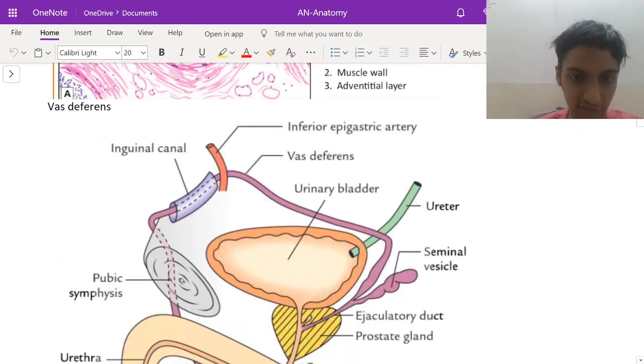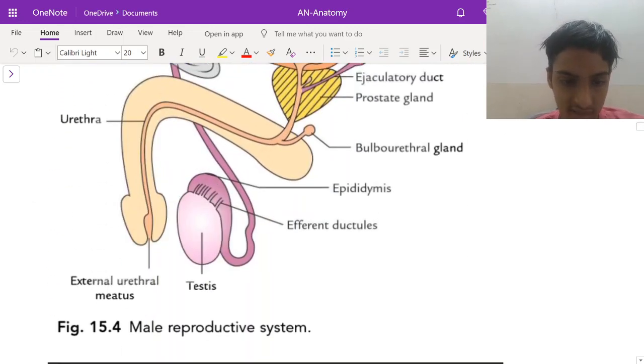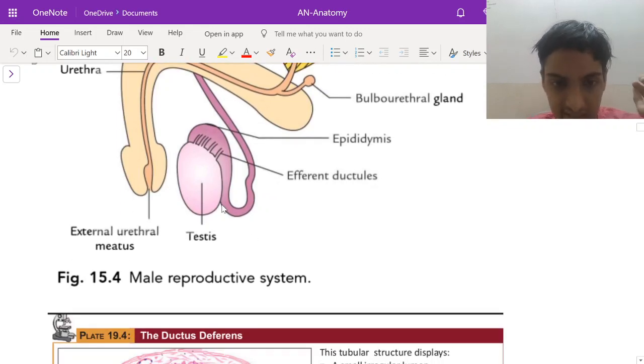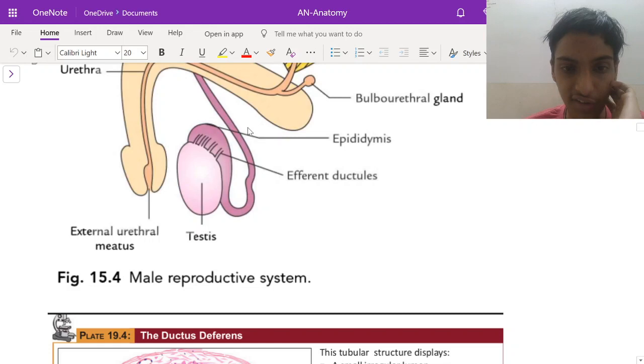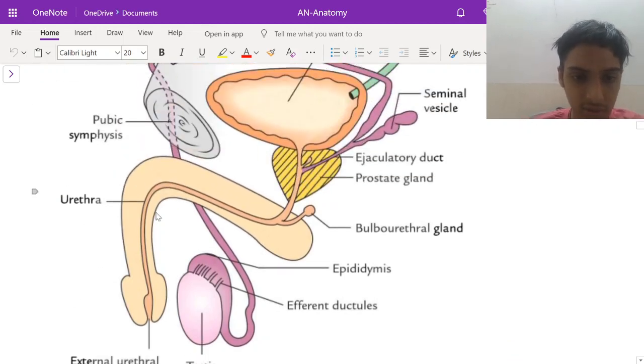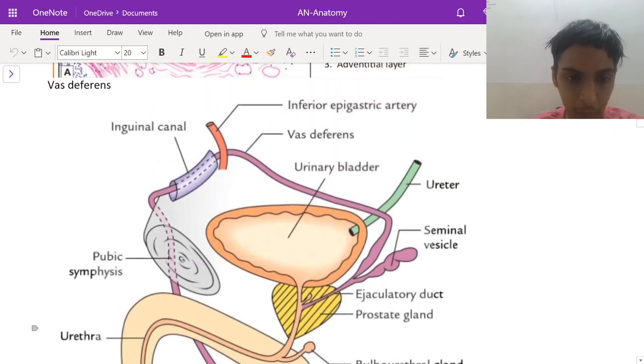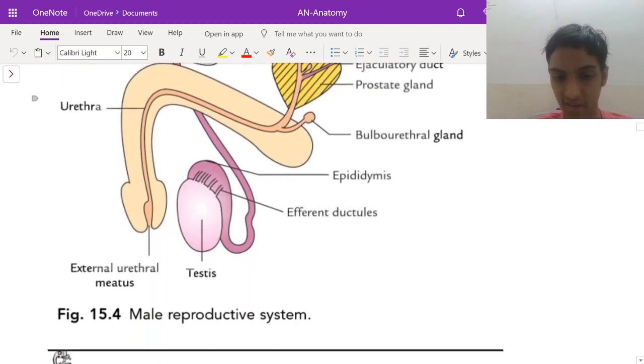Now coming to the vas deferens. We can see the course traced here. This is the lower pole of the testis, from that the vas deferens is coming. Then it goes below the urethra, then the pubic symphysis upwards, then into the inguinal canal, then through the inferior epigastric artery, then through the ureter. So one site of constriction in the ureter, and then it enters the ejaculatory duct and terminates into the opening of the urethra. This is the course of the vas deferens.